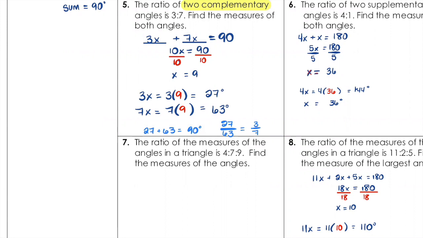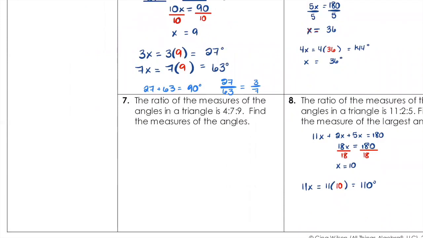All right, let's look at number 7. The ratio of the measures of the angles in a triangle is 4 to 7 to 9. Find the measure of each angle.